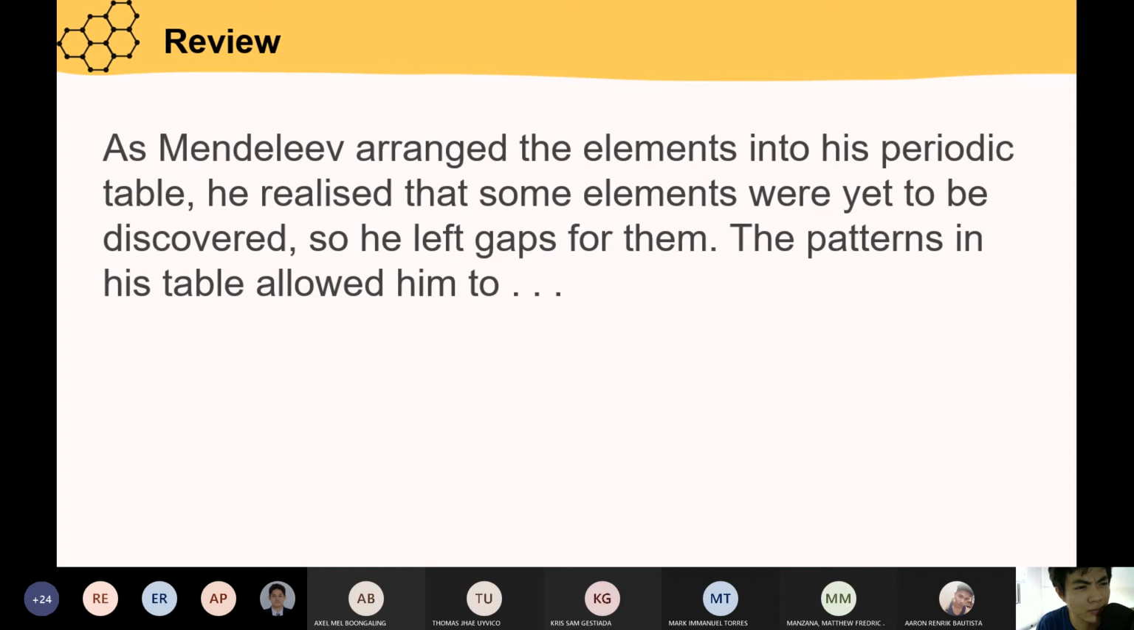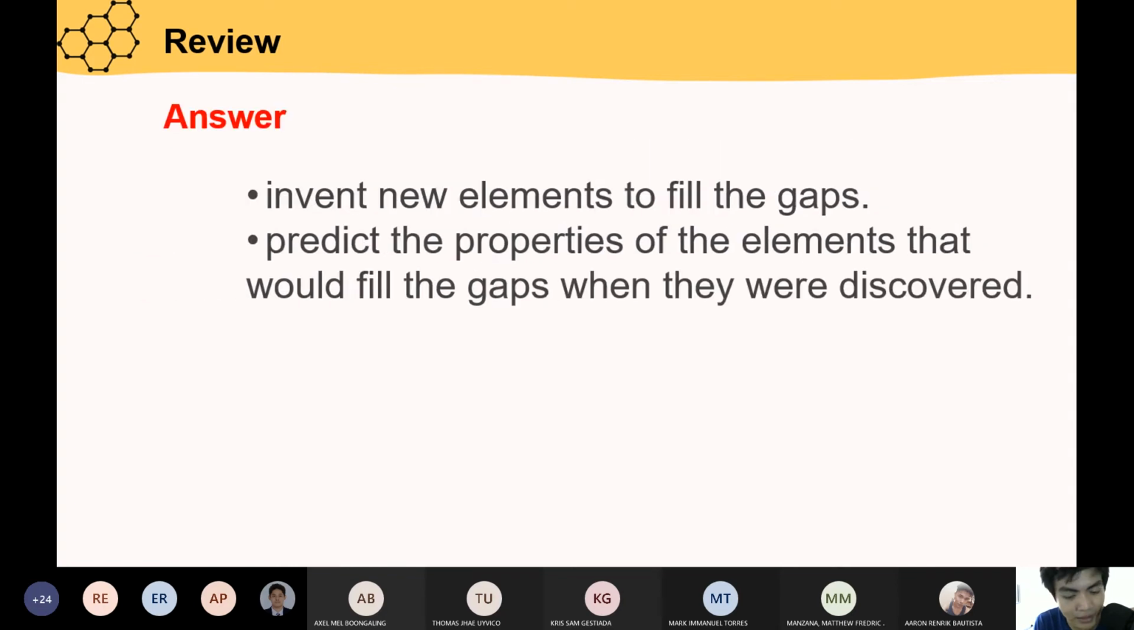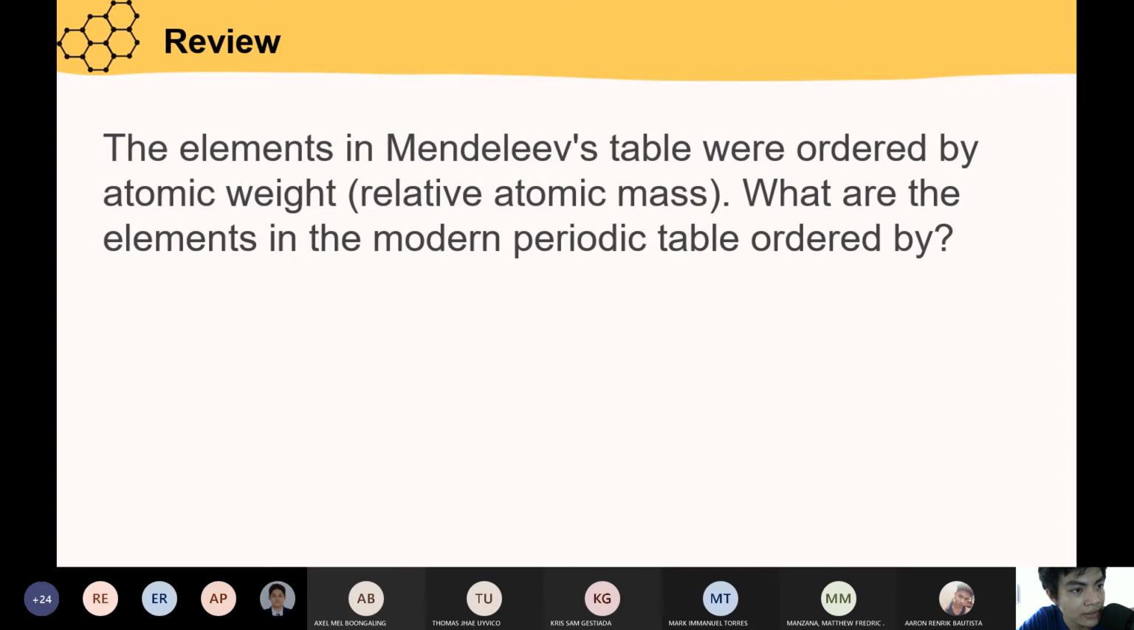Mendeleev arranged the elements into his periodic table. He realized that some elements were yet to be discovered, so he left gaps for them. The patterns in his table allowed him, as I said, the blanks in the periodic table at that time, the elements that are not yet discovered, with the help of his periodic table, he was able to identify or predict the properties of that element. Okay? So that's what he did.